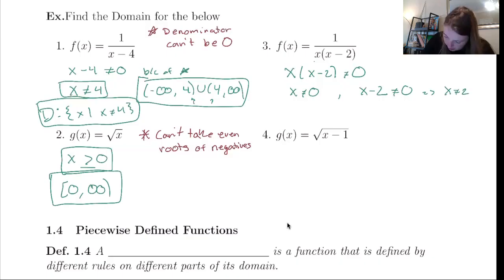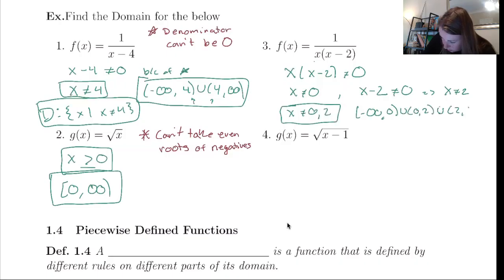So we can say x cannot be 0 or 2. That's a way of writing it. We could say negative infinity to 0, union 0 to 2, union 2 to infinity. Oh, that's an open bracket. Those looked a little too closed for my comfort on infinity, right?